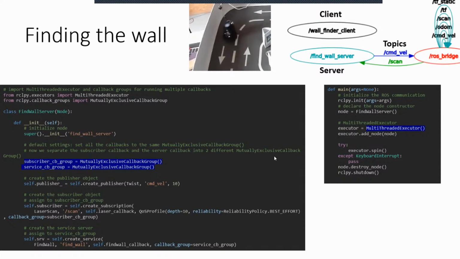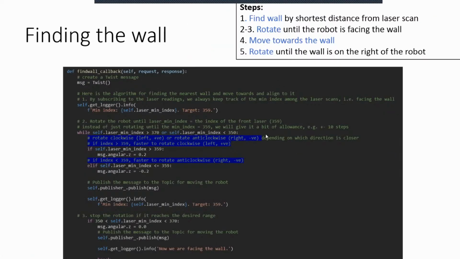Other than that, again, the algorithm or the task itself is fairly straightforward. We just have to find a wall by the shortest distance and then rotate until it's facing the wall, and then just go towards it and then rotate again so the wall is on the right-hand side. So I just added a little feature here to say, should I rotate clockwise or anti-clockwise, depending on which direction is closer to the wall. But other than that, it's pretty much just converting the steps into code, and we have all the information we need.